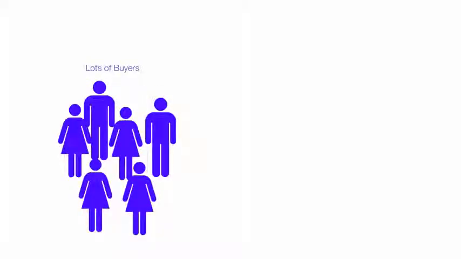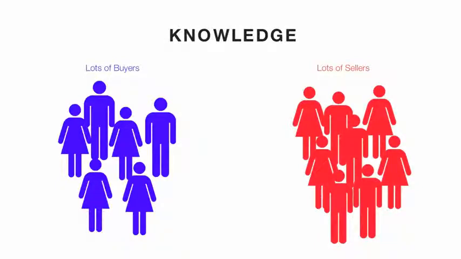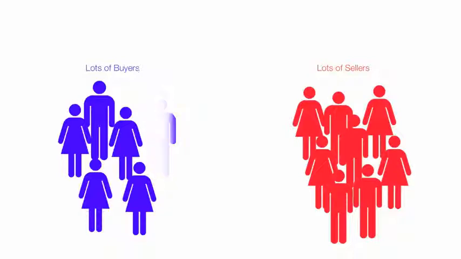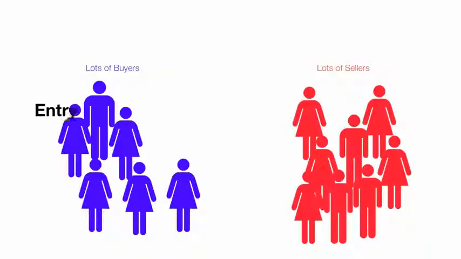An assumption we make in perfect competition: there are lots of buyers and lots of sellers. Think something like eBay. There's a lot of market knowledge, which might be a stretch. For every buyer that disappears, a new one appears. Same with sellers. Easy entrance and exit to the market.